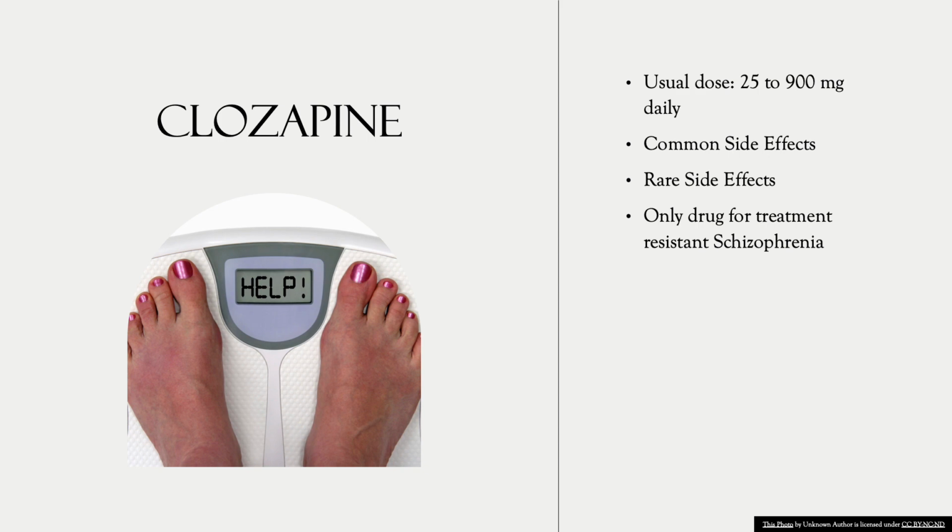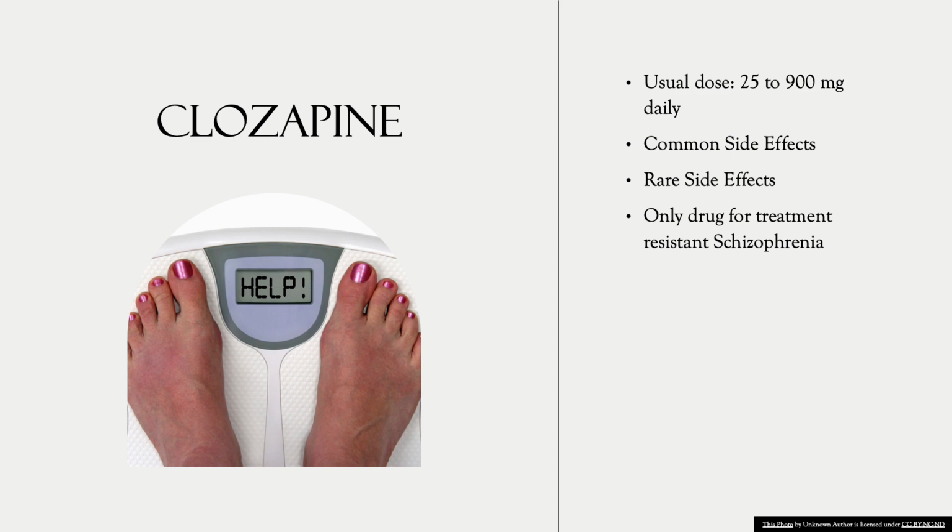The first one is clozapine or Clozaril. The usual dosage is 25 to 900 milligrams per day. The common side effects are tachycardia, drowsiness, dizziness, hypersalivation, which is sialorrhea, weight gain, and hyperlipidemia. So a common side effect of clozapine is weight gain and hyperlipidemia. Rare side effects of clozapine are agranulocytosis, myocarditis, and neuroleptic malignant syndrome.